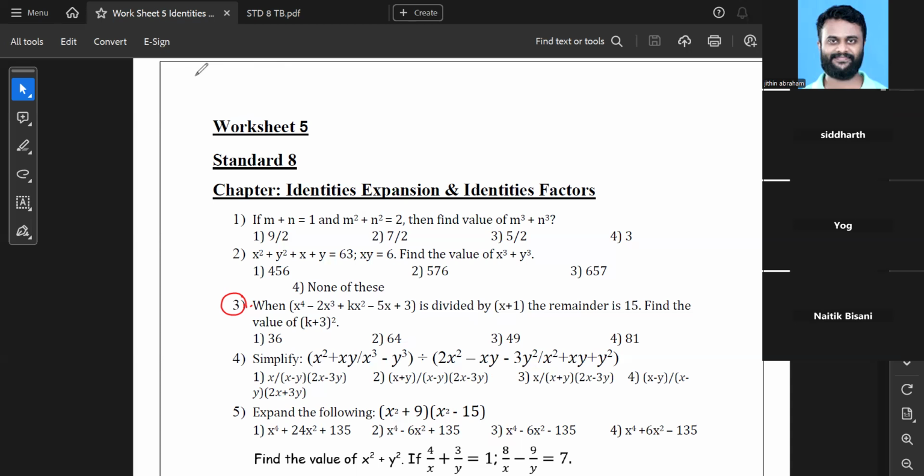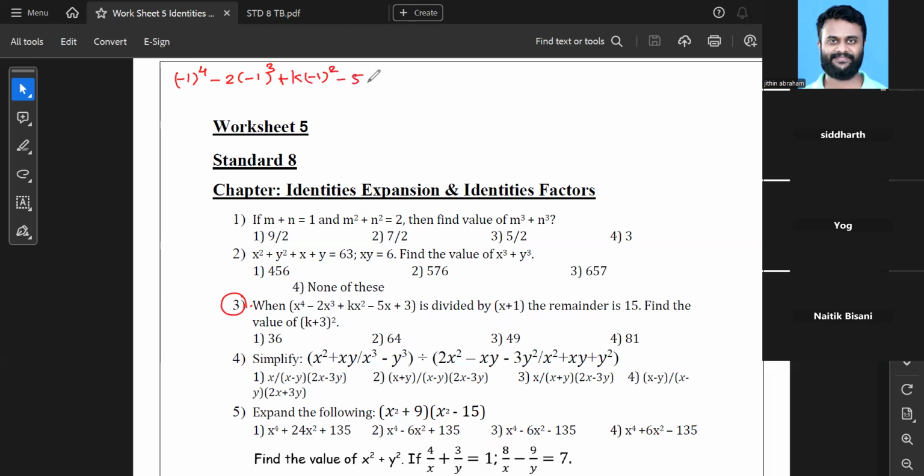Okay. And find k, right? Yes, and equate it to 15. Okay, and then we can find k. Hold on, hold on. So I'm just writing it down. Minus 1 the whole raised to 4, then minus 2 into minus 1 whole raised to 3, plus k into minus 1 whole raised to 2.